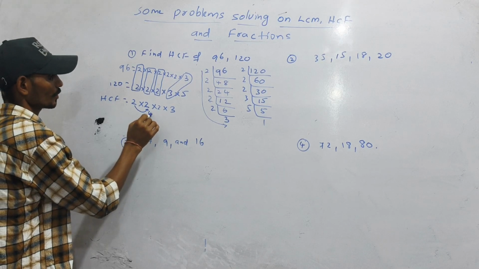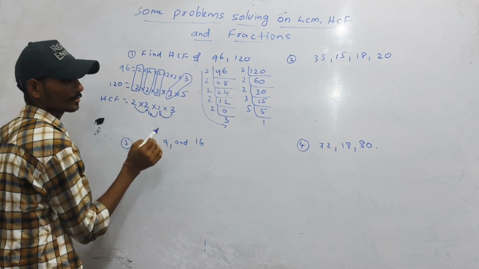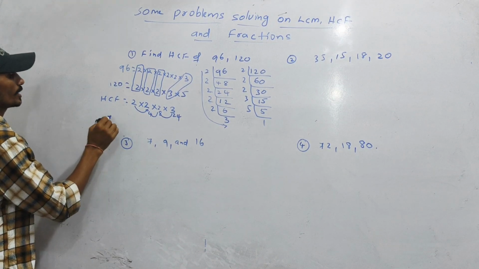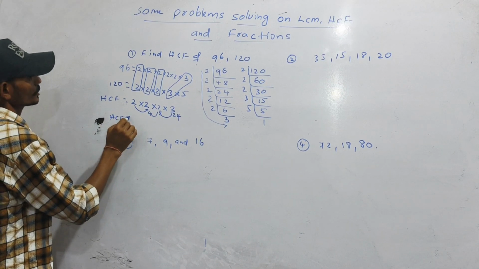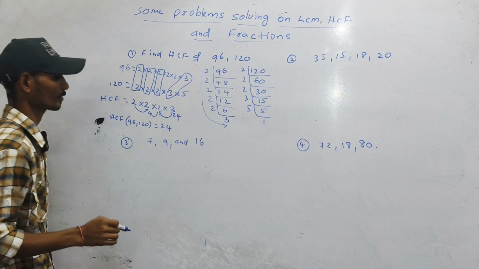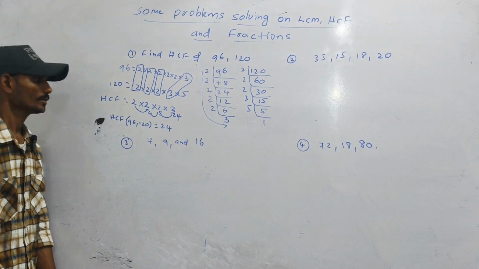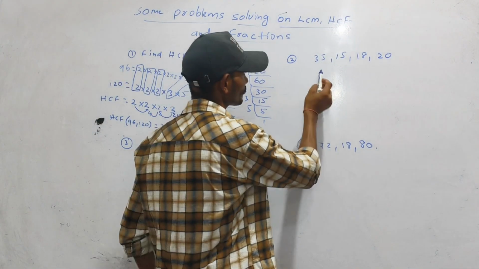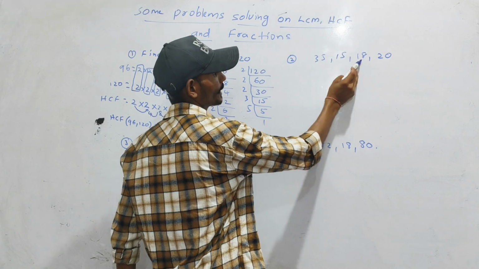2 2s are 4, 4 2s are 8, 8 3s are 24. So the HCF of 96 and 120 is how much? 24. Okay, understand? Next problem is 35, 15, 18, 20.